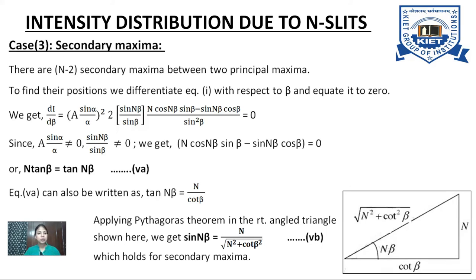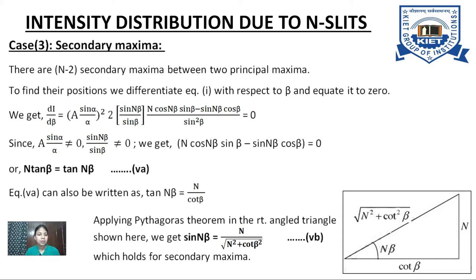Next, we find out the condition of secondary maxima. There are N minus 2 secondary maxima between two principal maxima. And in order to find out their position, we differentiate equation 1 with respect to β and equate it to 0. So we get dI/dβ is equal to A² (sin α/α)² [sin Nβ/sin β] [(N cos Nβ sin β − sin Nβ cos β)/sin² β], and this we have put equal to 0.